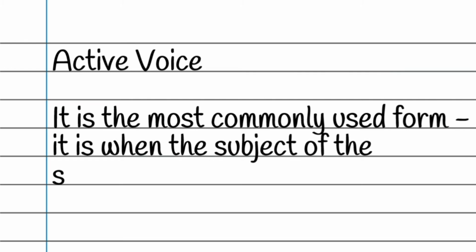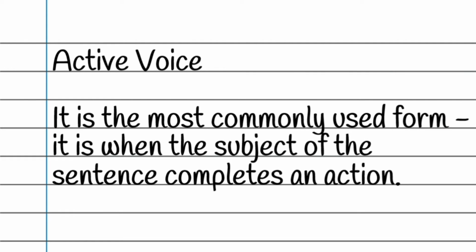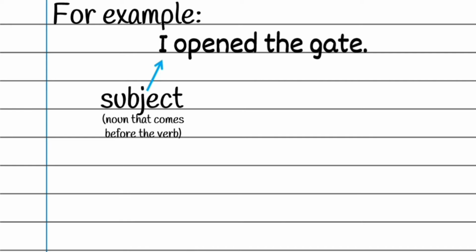So looking at the active voice, it's the most commonly used form, and it's when the subject of the sentence completes an action. So it's when the subject does something. So for example, you could have I opened the gate. So you've got your subject, that is simply the noun that comes before the verb in your sentence. So it's usually the first noun that you mention in your sentence. So you've got your subject, you've got the verb, and you've got the object as well.